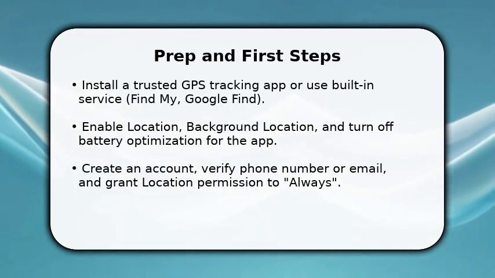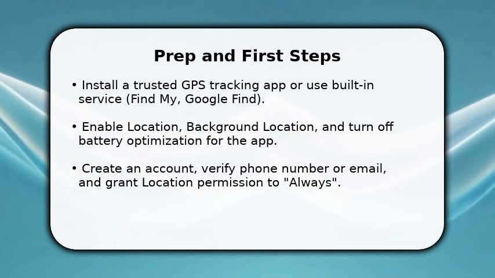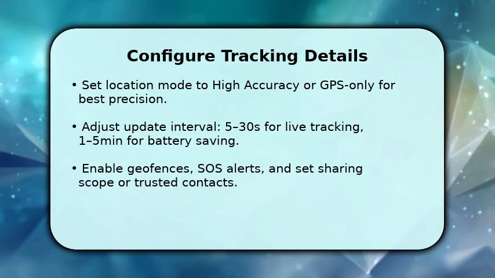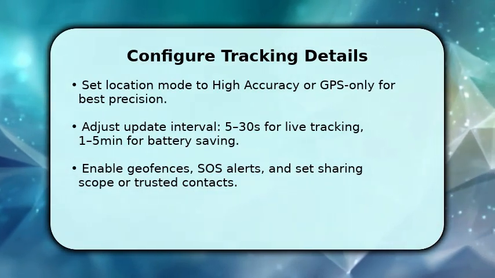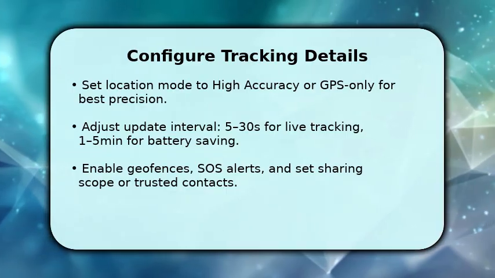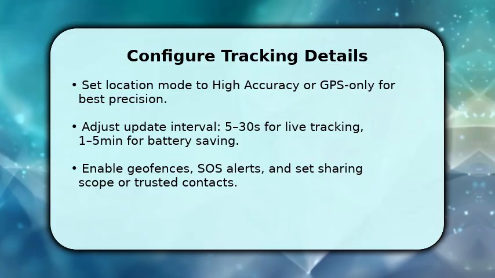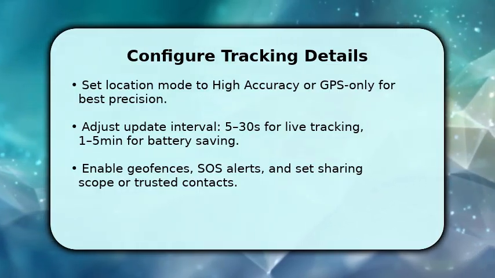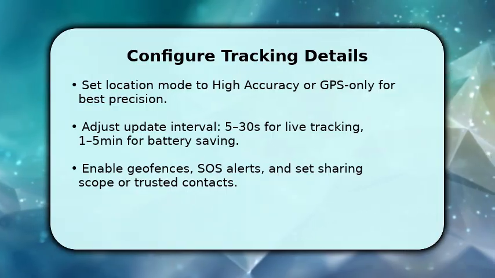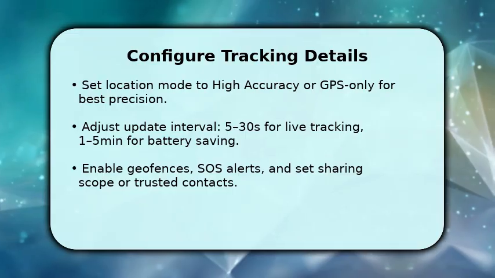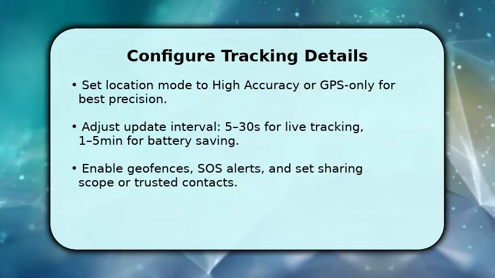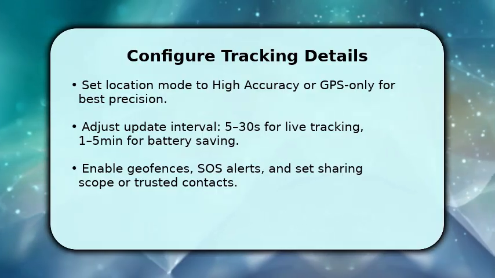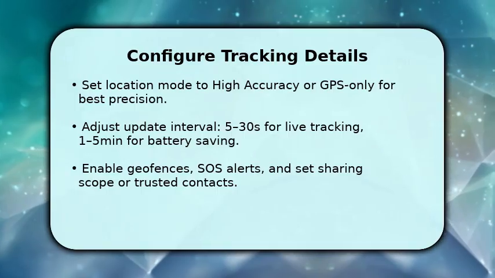Now that permissions are set, move to configuring update frequency and accuracy settings. Once done with permissions, you focus on how the phone reports position. Choose high accuracy or GPS only if you need precise coordinates. GPS uses more power but gives best results. Make the app update every 5 to 30 seconds for near real-time tracking or stretch to 1 to 5 minutes to save battery. Then configure geofences and alerts so you get notifications when the device enters or leaves zones.